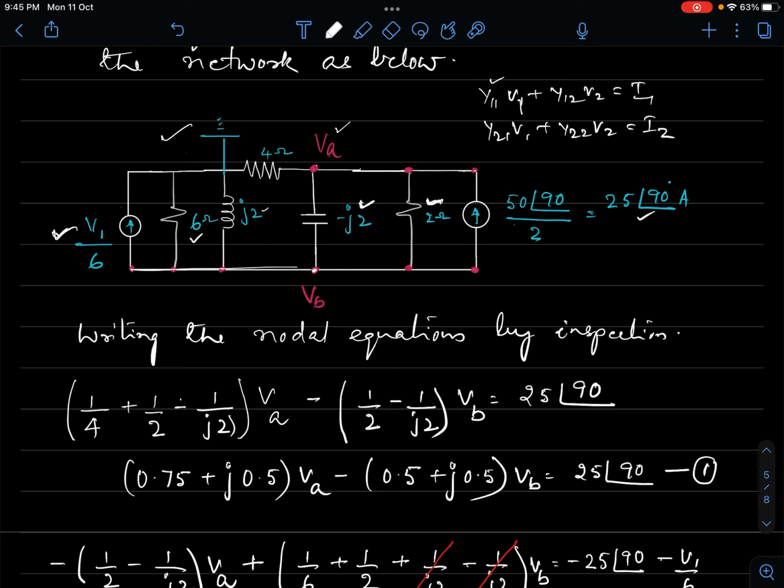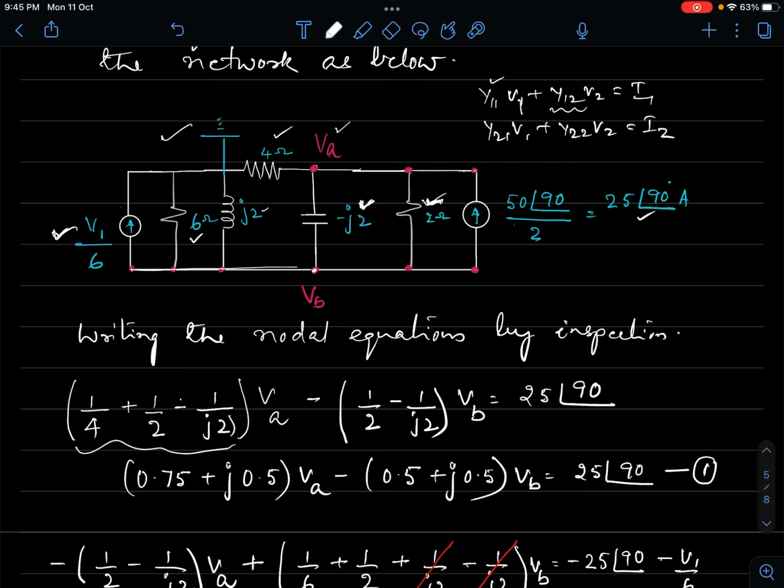What are the values? The 4 ohm is meeting here. One end of 2 ohm is also connected to VA. One end of minus J2 is connected to VA. So we have taken the sum of all these into VA. And what is the next element? How do we write the next element?